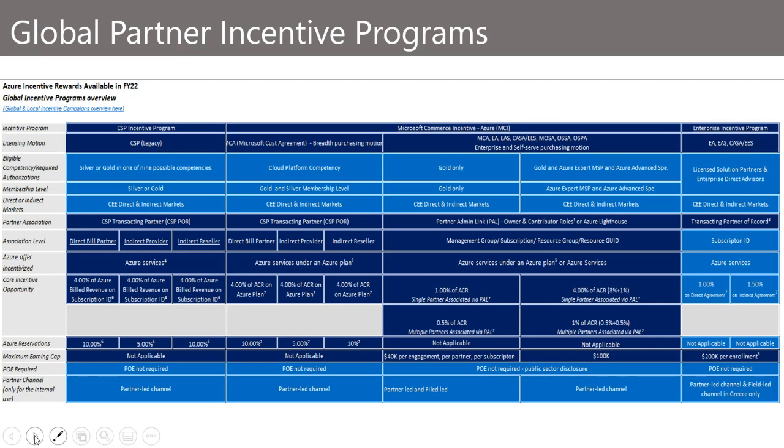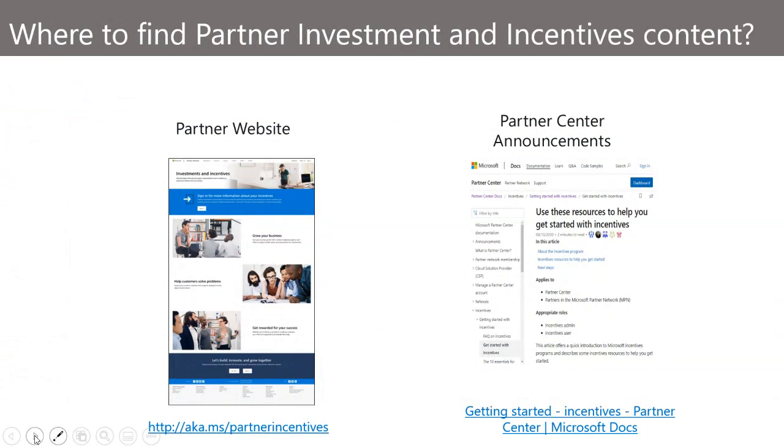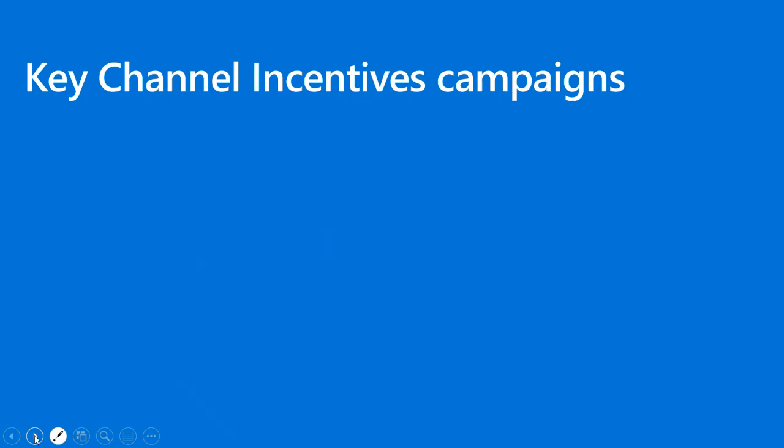And moreover, as I mentioned, if you are eligible for these programs, you can extract and download all materials from the Partner Center. And on the next slide, you will see the links to partner portals for incentives collection. You log in with your MPN ID and check all the assets. Let's move to the 3 big campaigns that I want to present today.